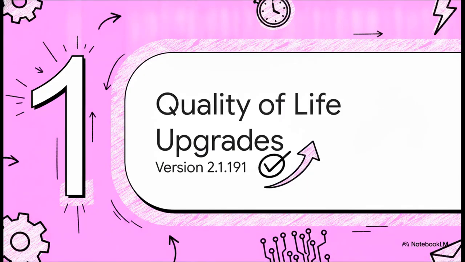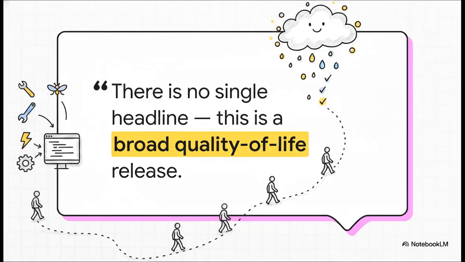All right, Part 1, Quality of Life Upgrades. First up, let's establish exactly what kind of upgrade we're actually looking at here with version 2.1.19. The source material makes one thing perfectly, absolutely clear. Quote, "There is no single headline. This is a broad quality-of-life release," end quote.